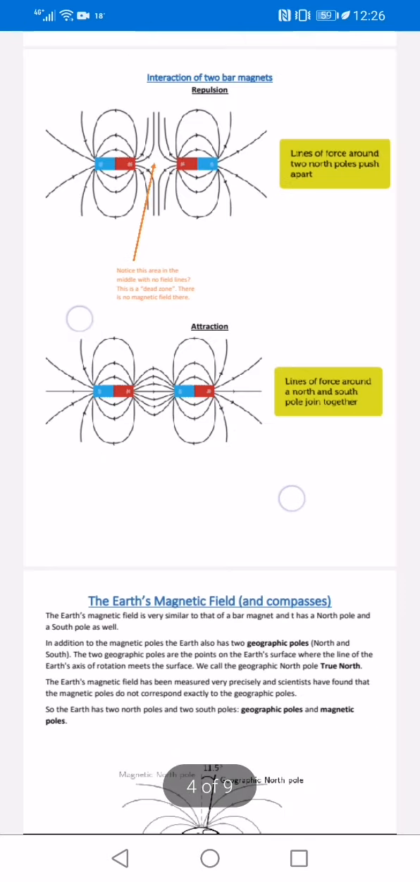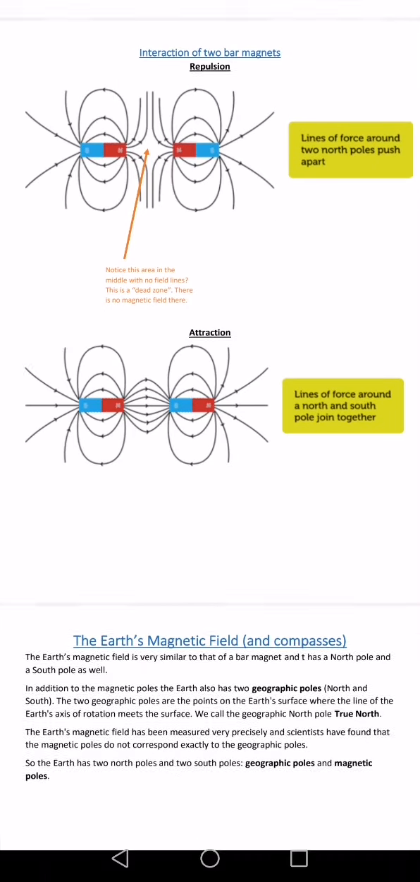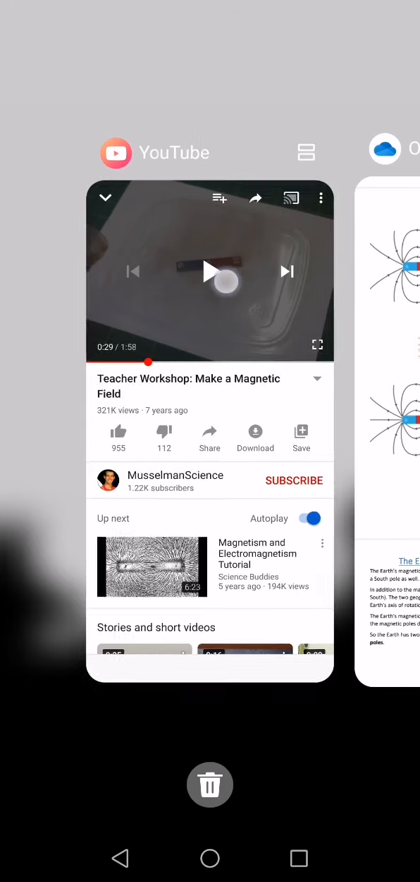Okay, now I quickly want to show you a little video on YouTube. I hope it's going to line up properly to show you what this actually looks like in real life, what the magnetic field looks like in real life.